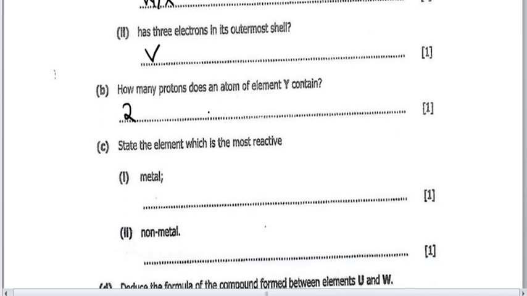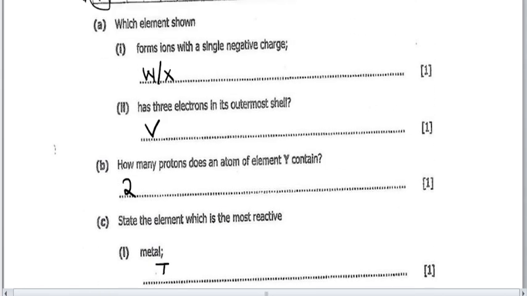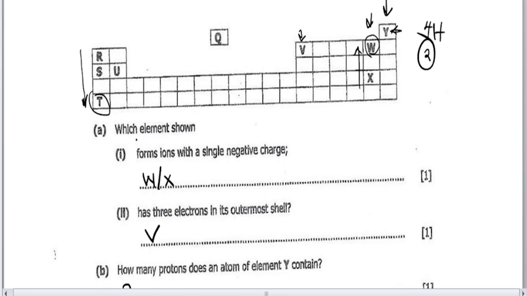On metal, we said T. On non-metal, we said W. Then we go to another question. Deduce the formula of the compound formed between elements U and W. So let us find their valences. We look at where they are found. U is found in group 2, so the valence will be 2. What of W? W is found in group 7. It needs 1 electron to be stable, so the valence is 1.